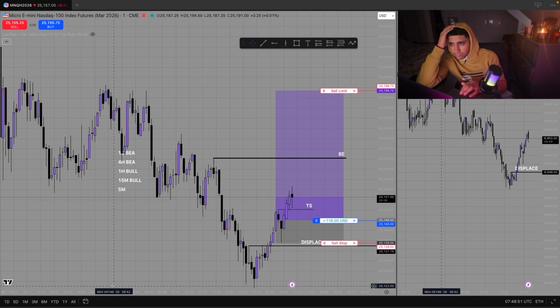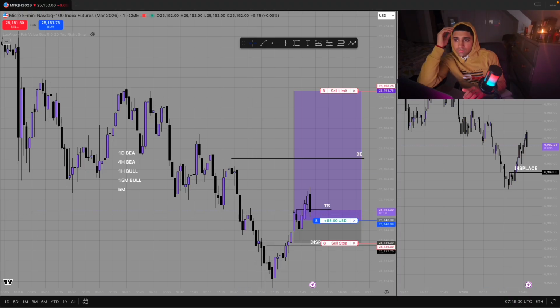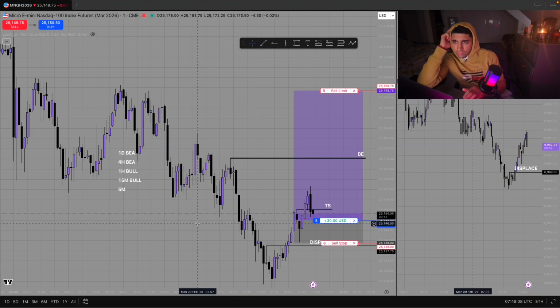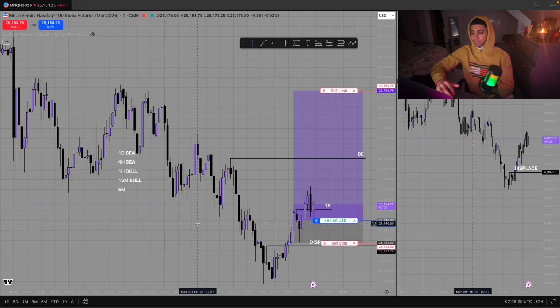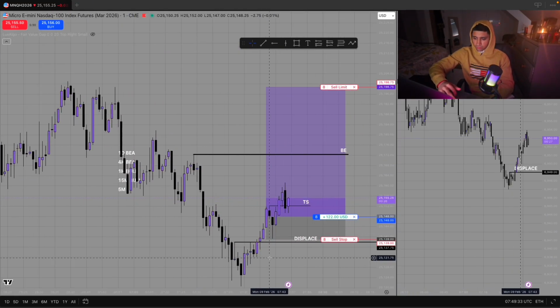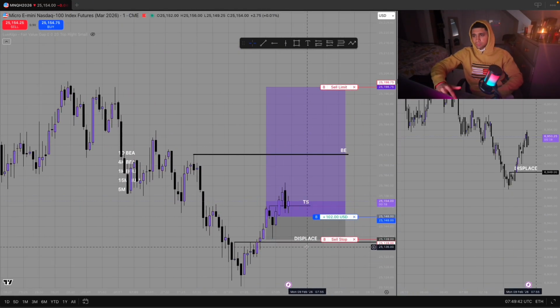But we could already see that price took the first short-term high, which made us valid to trail our stops to the most recent short-term low. So that's what we've done. So the majority of the risk is taken off the table. And now we wait to see how price runs.